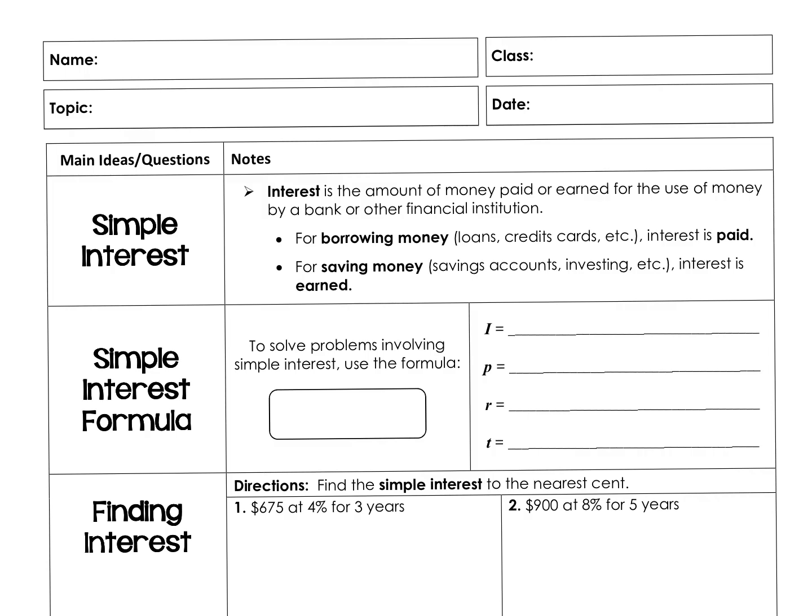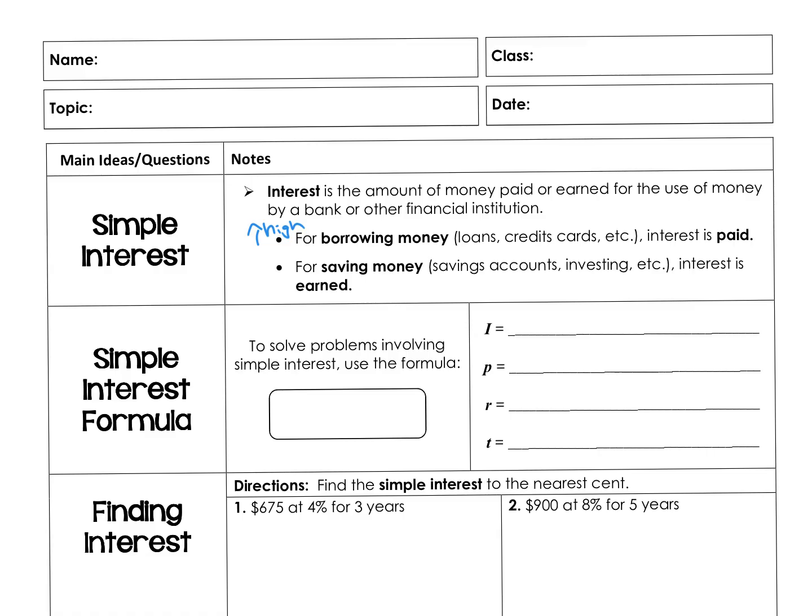All right, welcome back. Today we're going to be taking a look at simple interest. So if you don't know, interest is the amount of money paid or earned for the use of money by a bank or other financial institution. For example, if you are borrowing money from the bank, like a loan, credit cards, things like that, you are paying interest. And those interest rates are usually super high because the bank wants to charge you as much as they can for using their money.